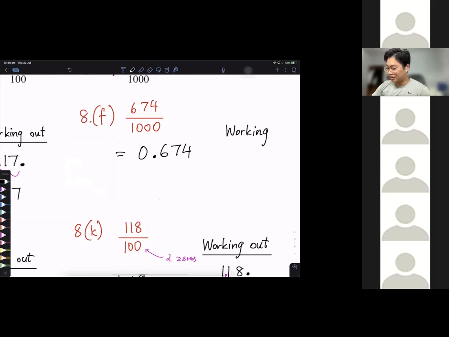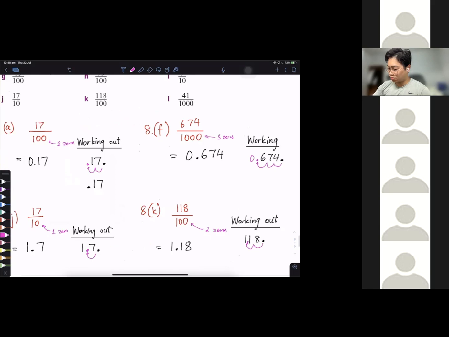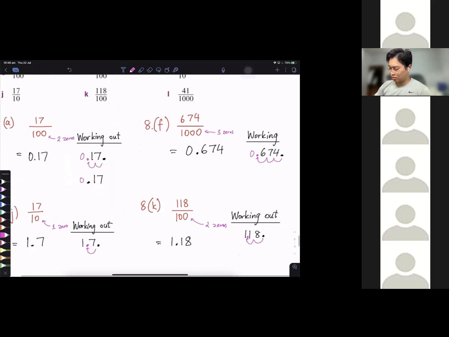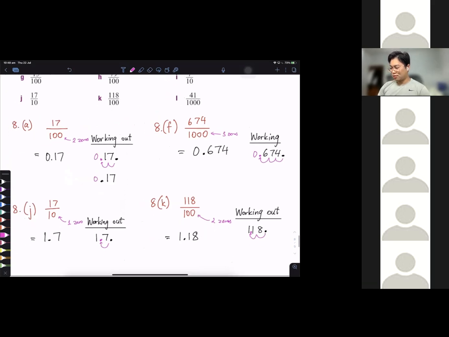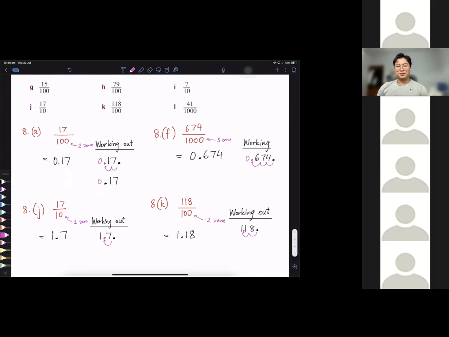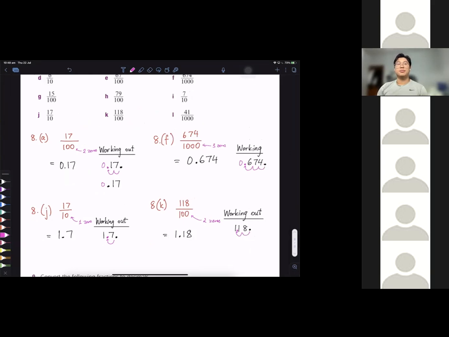Yeah, so here's the working out. Or if you can't be bothered writing working out, just write "working" would be fine. So 674, decimal point at the end. We want 3 zeros. We have 3 zeros, so we want to move it 3 to the left. 1, 2, 3. Here's our decimal point. And you can see that there, we fill in the front number with a 0. Okay, cool. Awesome.